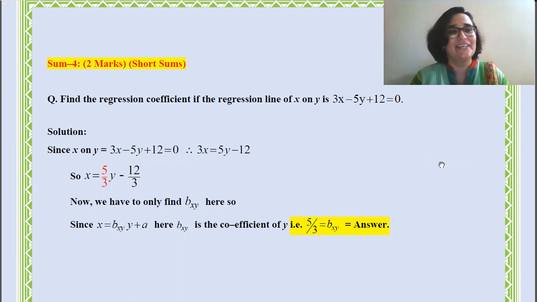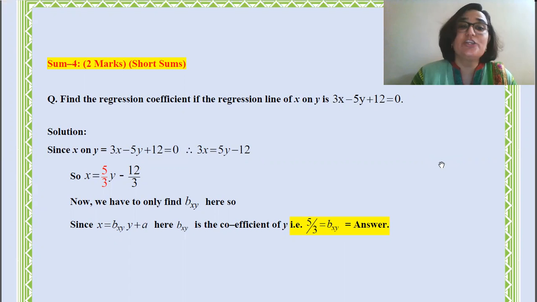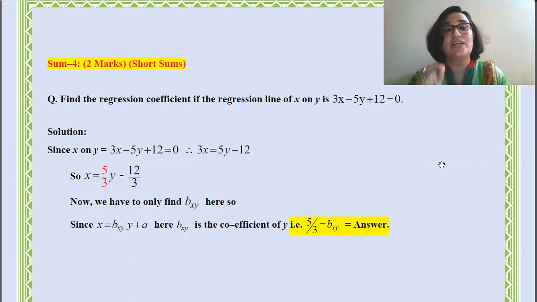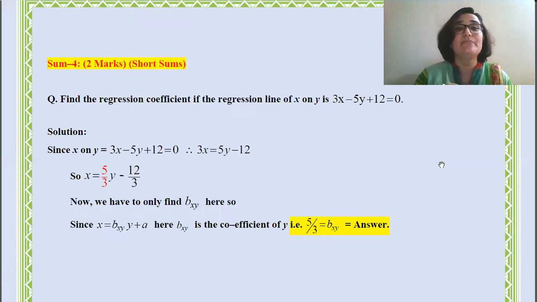देखिए फटाफट क्या दिया है. Find the regression coefficients. Coefficient है. If the regression line of x on y is given to you. आपको इस सम में बेटा बोल दिया है आपकी गुजरात यूनिवर्सिटी 2019 के पेपर में कि 3x minus 5y plus 12 is equal to 0 is which regression line? It's a regression line of, पढ़ो, क्या है? x on y. Very good.